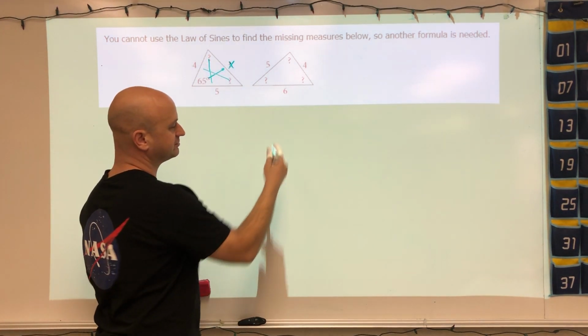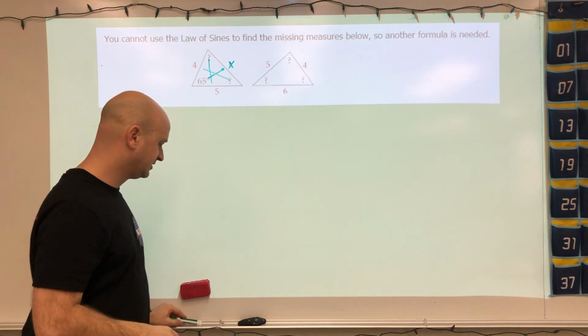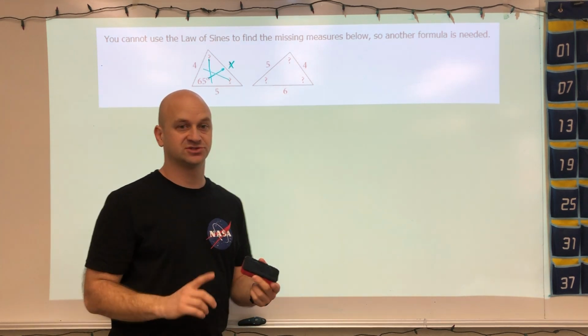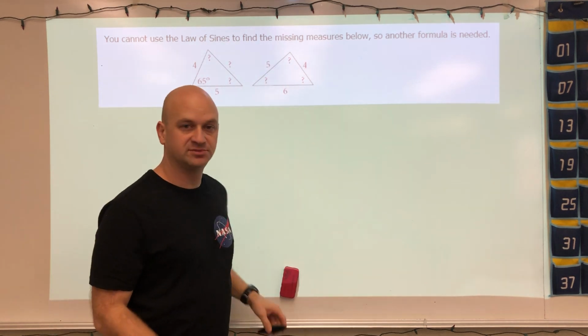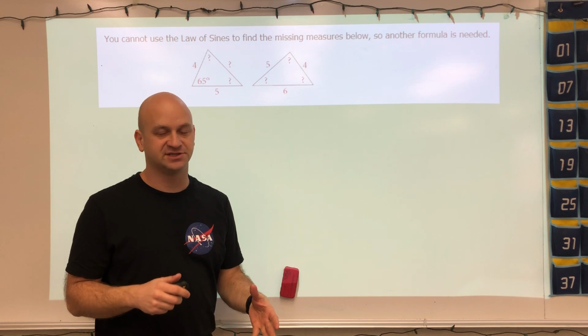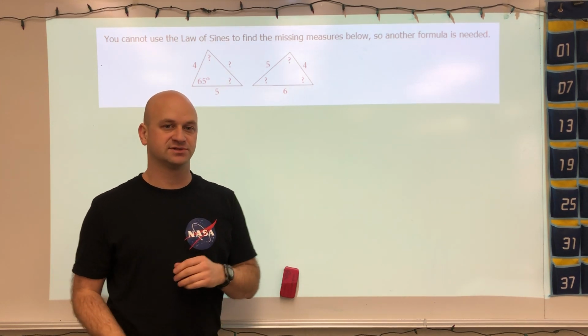All right, over here we have three sides, but all of the sides have missing angles. And so the criteria is we have to have a side and an angle that's opposite from each other, and we don't. So in these examples, we need something else, and that's going to be the law of cosines. Now, some of you are already thinking there's got to be a law of tangents. There's not. So it's just law of sines and law of cosines.